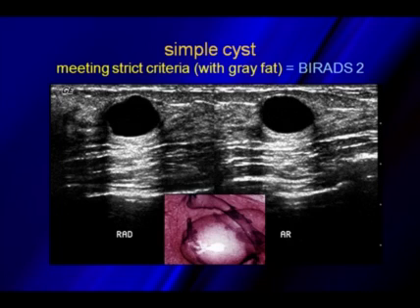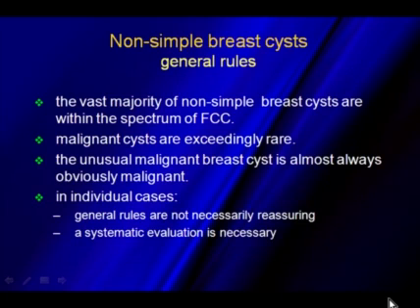So here's an example of what is a strict criteria for a BI-RADS 2, a normal simple cyst, and it would be wonderful if we would see simple cysts like this all the time, but so many of the cysts we see with sonography do have internal echoes.